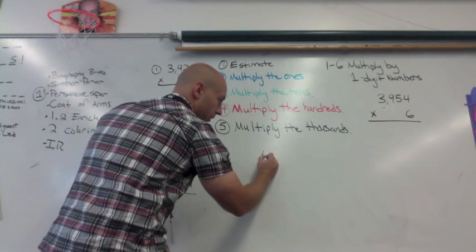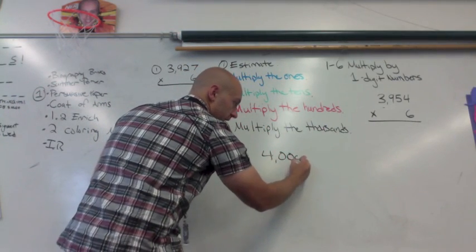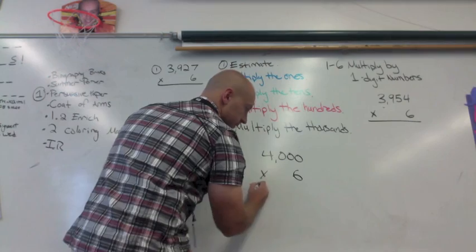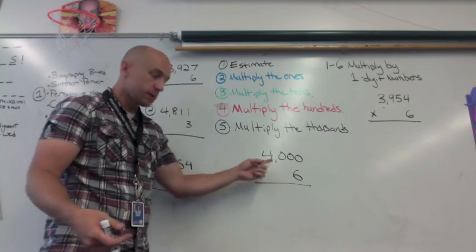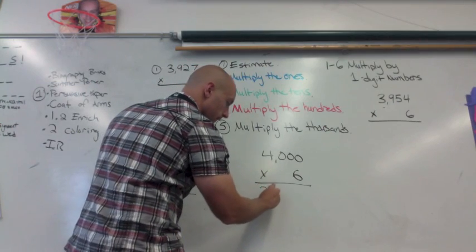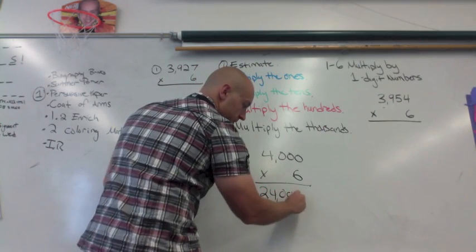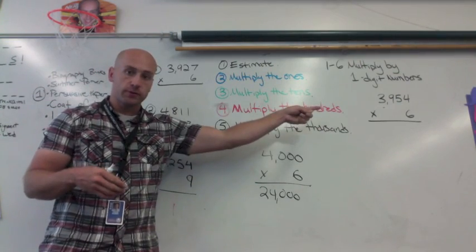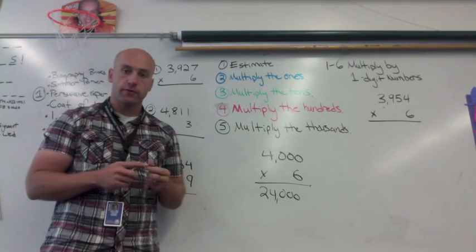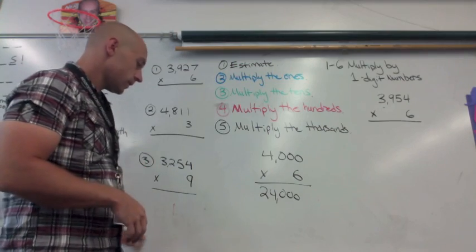So I'm going to rewrite our problem. We now have 4,000 times 6. So these are really easy to do. We walked over this today. 6 times 4 is 24. And then we just add our 3 zeros. So we know that our final answer, when we're done with this multiplication problem, should be really close to 24,000.